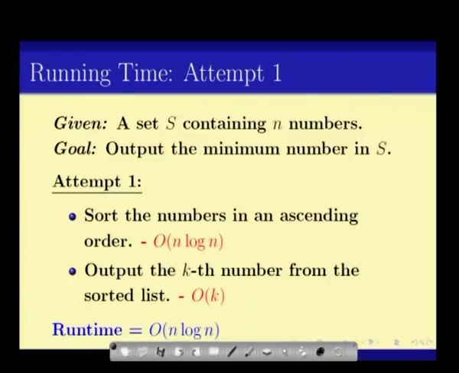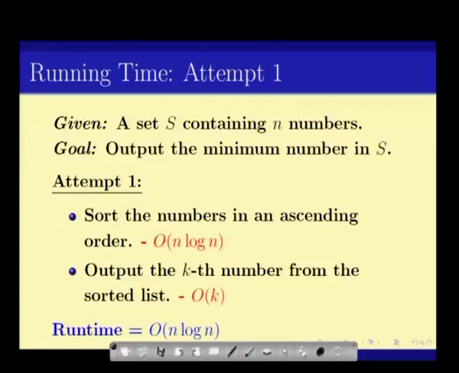Now, what is the runtime of this algorithm? The runtime is n log n. Why? To sort this set of numbers in ascending order, we need order n log n steps. And then once we have sorted it, finding the kth minimum will take order k steps. If you sum them up, we get order n log n, and so this is as much as we can hope for.